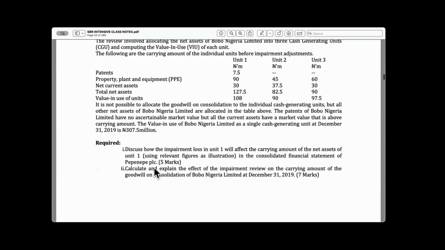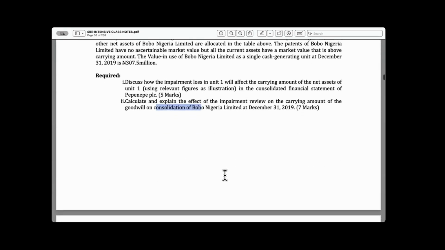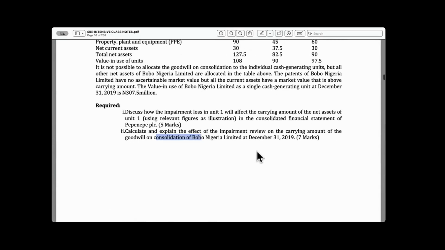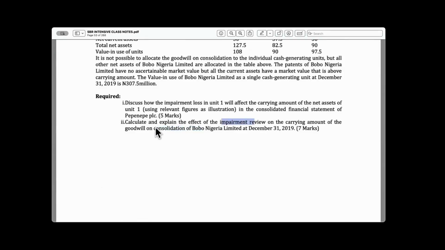The second one, they say calculate and explain. See, don't always joke. Always watch out for this. They said calculate and explain. So just calculate and explain to them the effects of the impairment review on the carrying amount of the goodwill on consolidation of Bobo. So now they want us to do how the impairment review on the goodwill will affect consolidation.